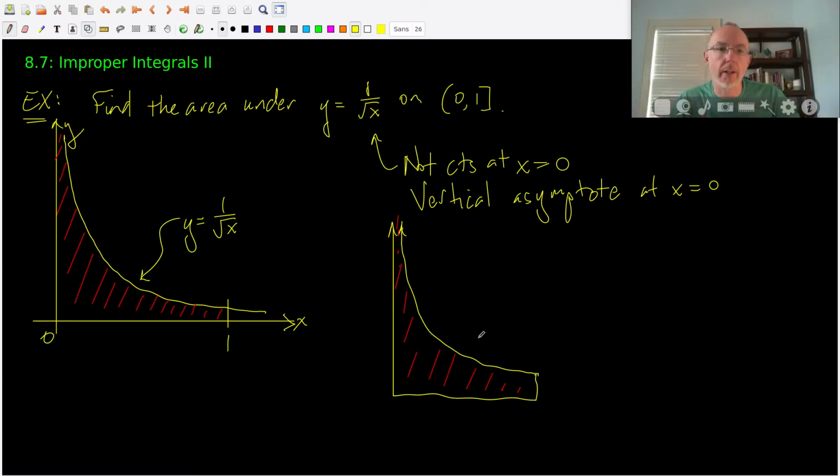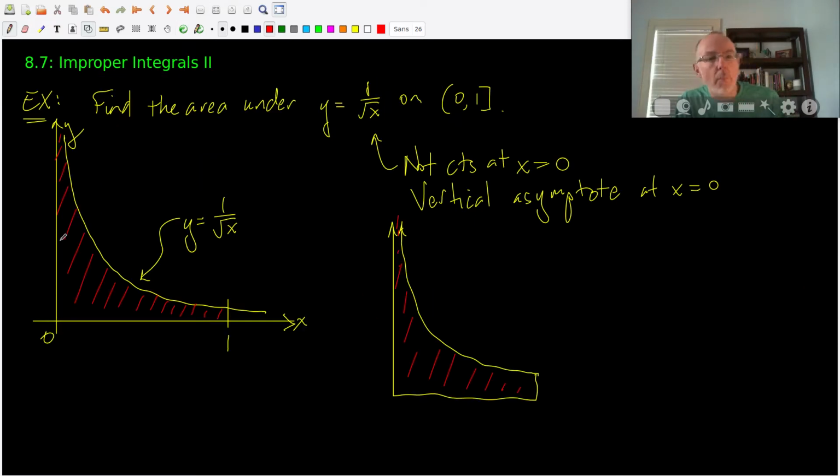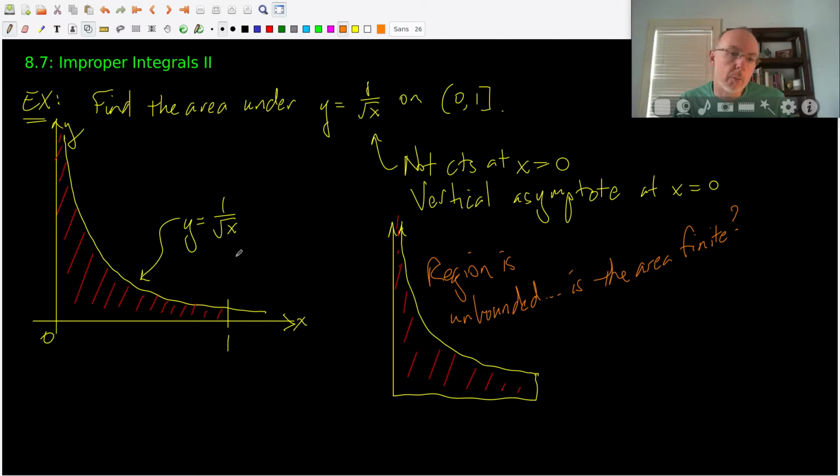Going back to our first one, this thing had a finite area, but it was an infinitely big region. So I couldn't draw a finite sized box that completely enclosed that area, even though the area was 1. There was a finite area of 1, I couldn't put it into a box. The region wasn't bounded. So this second type of integral is similar. The region's not bounded, and our question is, is the area finite? And that's the question we're asking today.